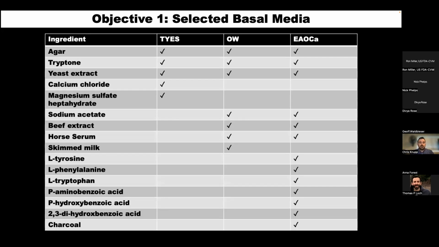The 3 basal media selected for this experiment were TYES, which, as I mentioned, is a widely recommended and used media type for culturing Psychrophilum, and Oppliger and Wagner, and enriched Anacker and Ordal medium with activated charcoal and aromatic compounds, which were both reported to improve Psychrophilum's growth in comparison to other media, including TYES.